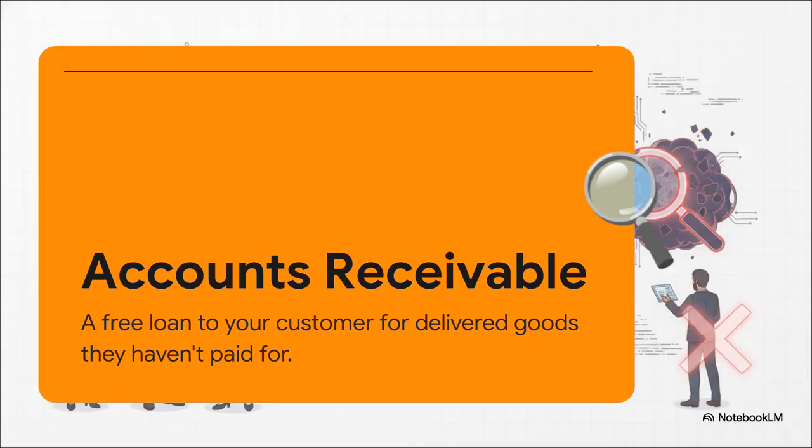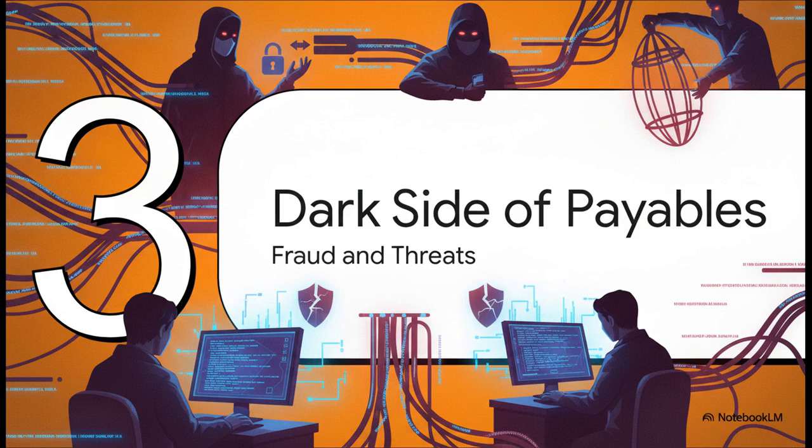Conversely, accounts receivable is a free loan to your customer. You did the work, you delivered the goods, but you haven't been paid yet. AR can be a real cash flow nightmare because you're essentially loaning your own hard-earned resources to a client until they finally settle that invoice. And this is exactly why companies push so hard to collect receivables quickly, while strategically taking their sweet time to pay their payables. Which brings us to Section 3, the dark side of payables.